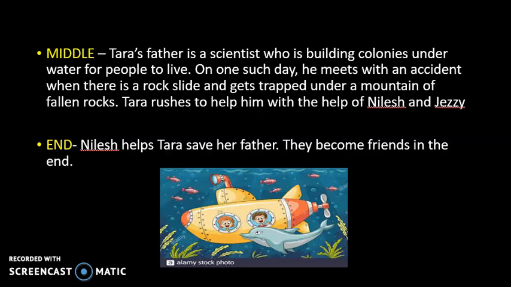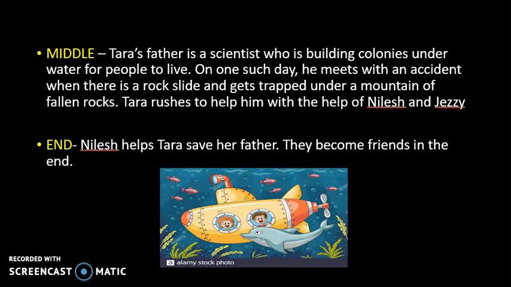We also know the contribution of Jessie the dolphin. She's a very important part in the story. It is only because of her that Tara's dad gets saved. So Tara rushes to help him with the help of Nilesh and Jessie, and we know that from enemies they become friends. Now in the end we come to know that Nilesh helps Tara save her father.